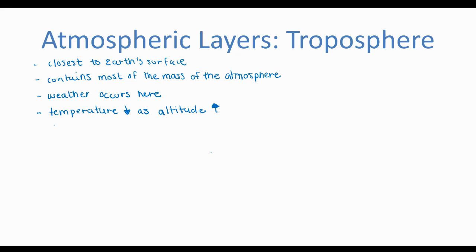And we have something called the tropopause. So the troposphere is going to end at the tropopause, which is about 9 kilometers at the poles, 16 kilometers at the tropics above the surface of the planet. And the tropopause is going to be the altitude where the temperature stops decreasing.